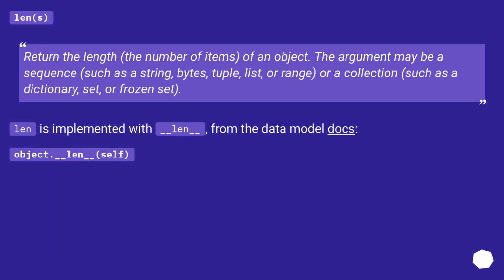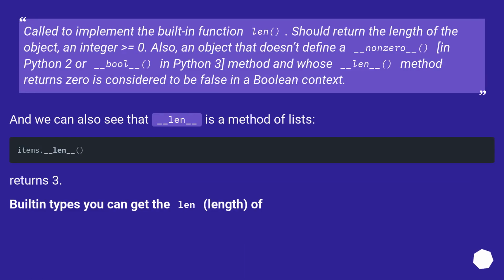len: Return the length, the number of items, of an object. The argument may be a sequence, such as a string, bytes, tuple, list or range, or a collection, such as a dictionary, set, or frozen set. len is implemented with __len__, from the data model docs. object.__len__(self): Called to implement the built-in function len. Should return the length of the object, an integer greater than or equal to 0.